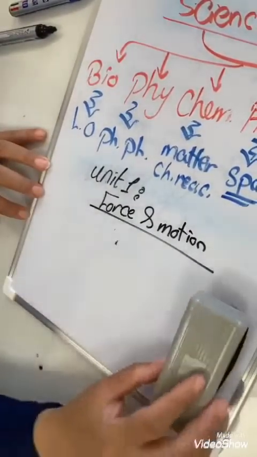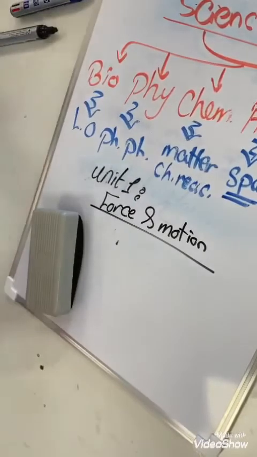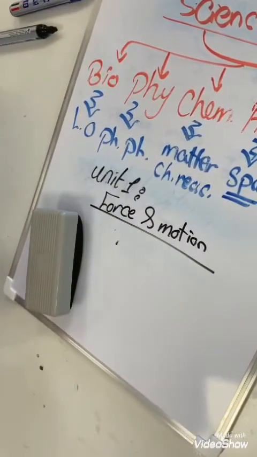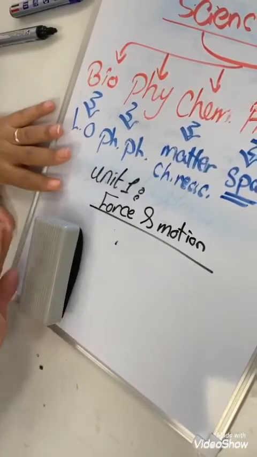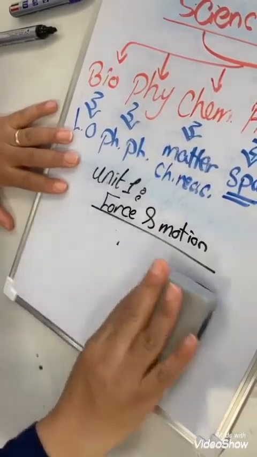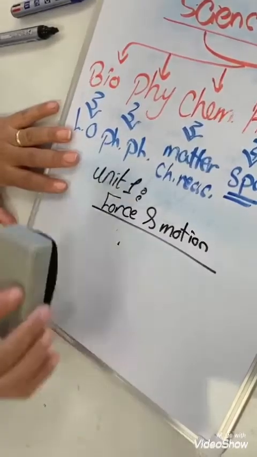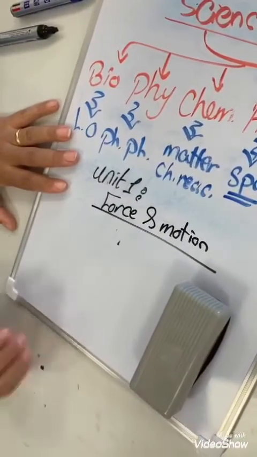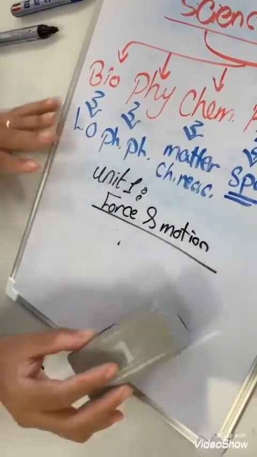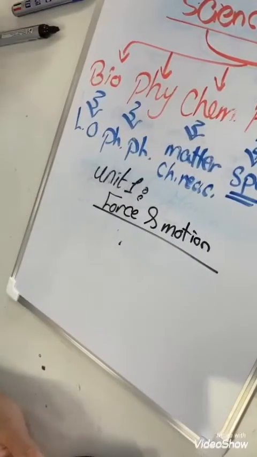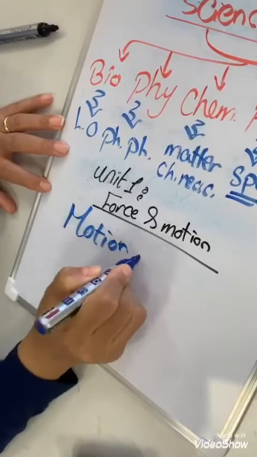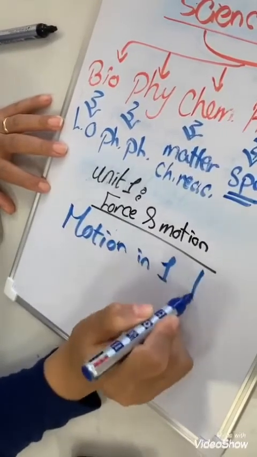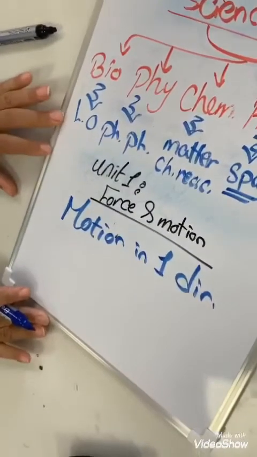It changed the place. But what caused the motion? My force. The force of pushing the duster caused the duster to move from one place to another. So motion is a result of force. Lesson number 1 is motion in one direction. Okay?